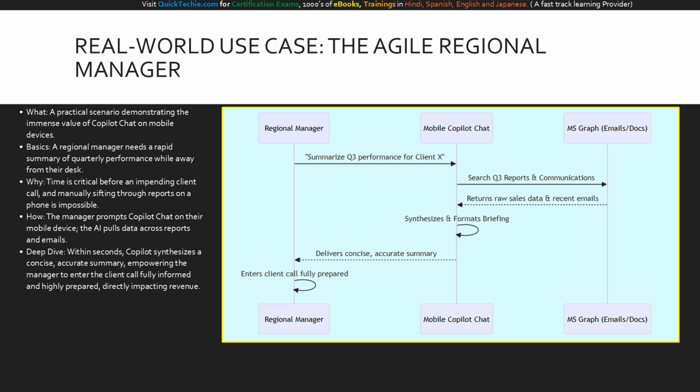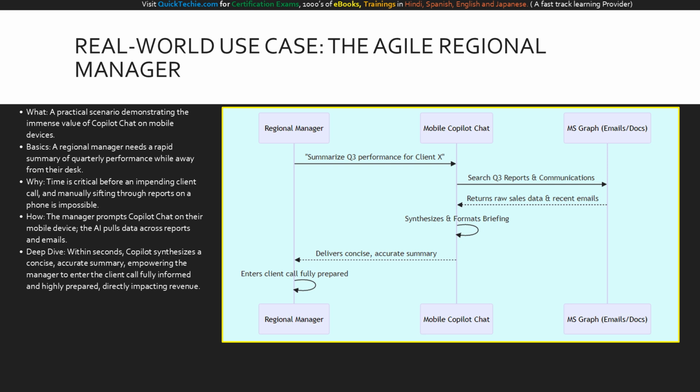The manager simply opens the Copilot Chat app on their mobile device and types or speaks a prompt asking for the quarterly summary. For the deep dive, witness the outcome. Copilot instantly cross-references sales reports and internal emails via Microsoft Graph, synthesizing a concise, highly accurate briefing in seconds. The manager walks into the call fully prepared, projecting competence and driving revenue, all without ever opening a laptop.